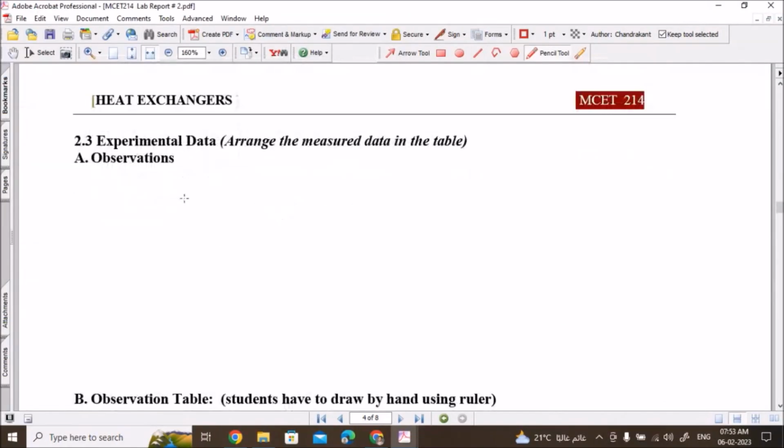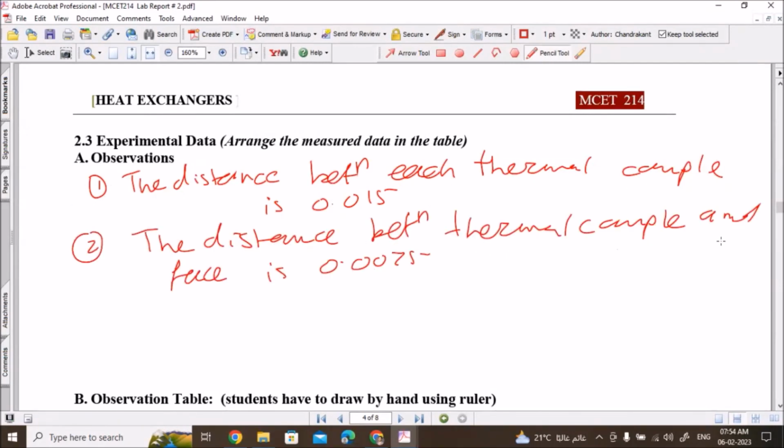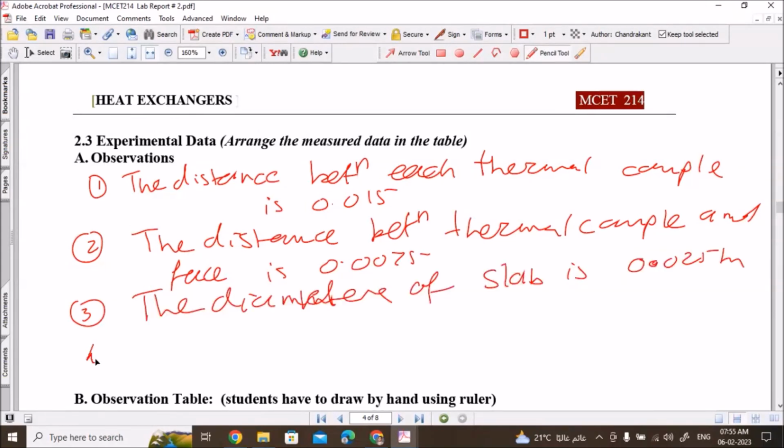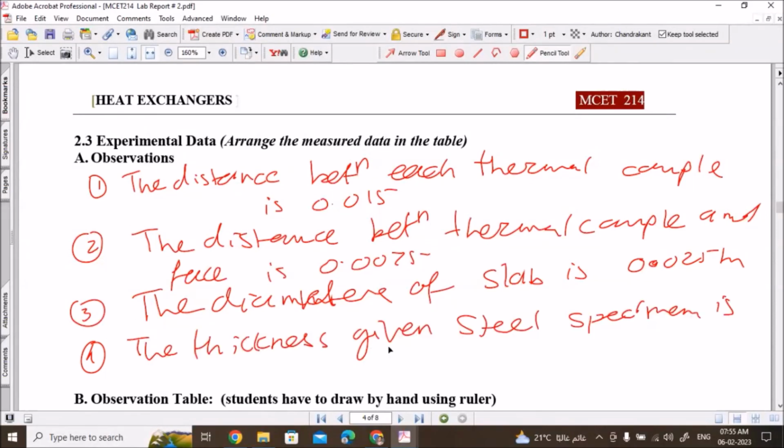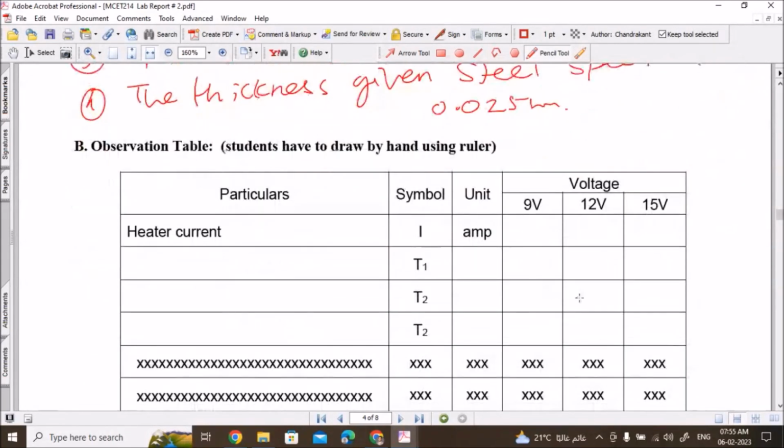Now experimental data, observations. First important observation, again it will be the same as the last experiment. The distance between each thermocouple is 0.015. Number 2, the distance between each thermocouple and the face is 0.0075. Number 3, the diameter of the bar is 0.025. Number 4, the thickness of the given steel specimen is 0.025 meter.